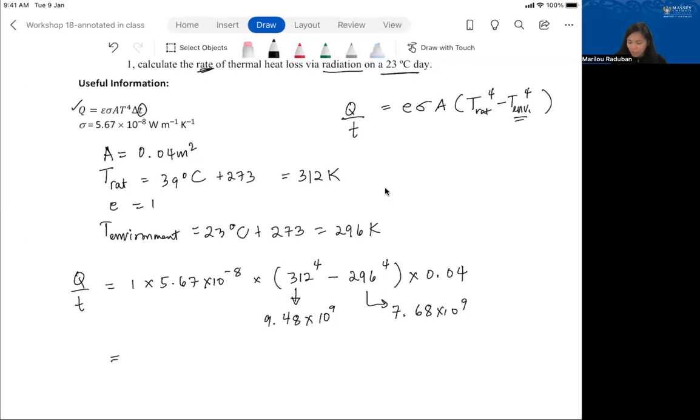If you're using a scientific calculator, you'd want to look for the symbol that says x to the y. So your x will be, for example, 312, and what you put in the y is 4. So 312, and then hit the x to the y button in your calculator, and then hit 4, and that will raise 312 to the exponent 4. But in the end, you should get a rate of 4.08 watts.